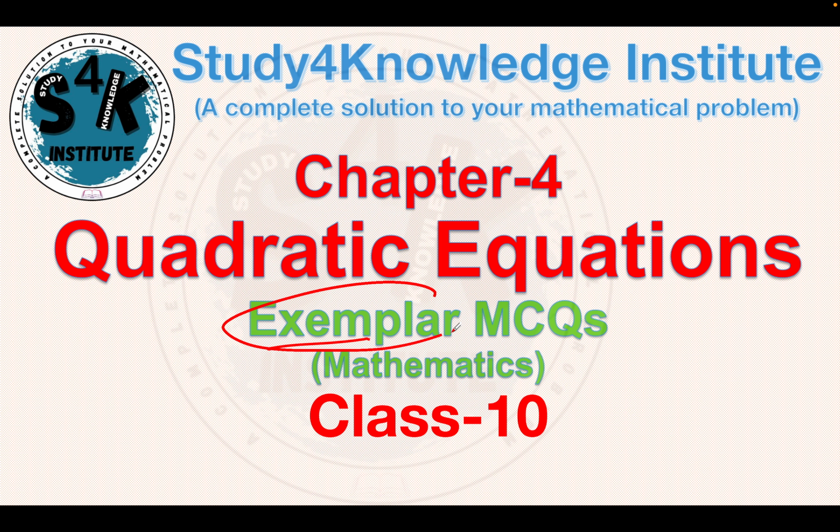Which of the following is not a quadratic equation? Before you start, you should know what a quadratic equation is. It should be written in this form: ax square plus bx plus c is equal to 0, right? So a can never be 0, right?